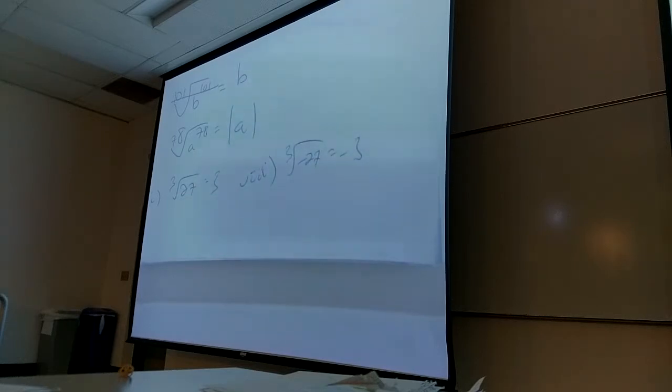So if there's variables inside and you have an odd root, you don't have to worry about absolute values at all. If they're negative, that's cool. They can stay negative. Even roots, it might be negative, so put an absolute value on it.